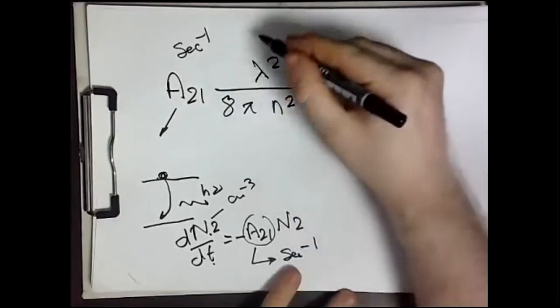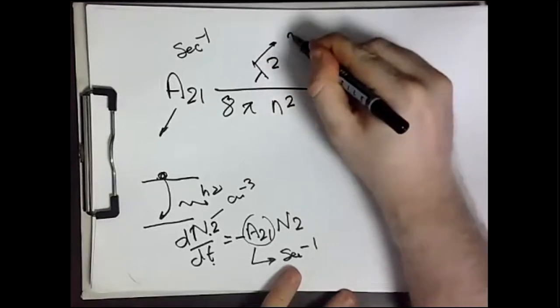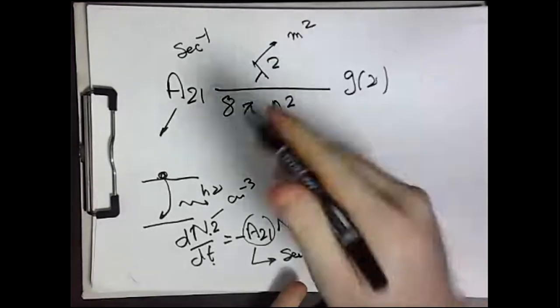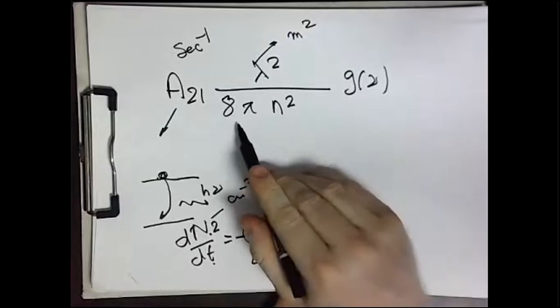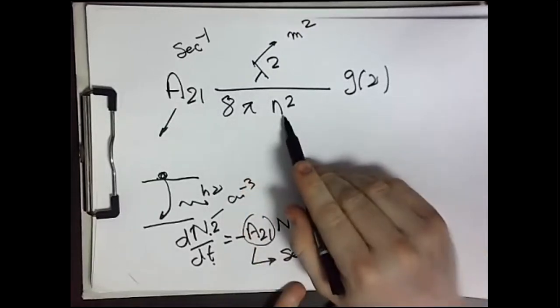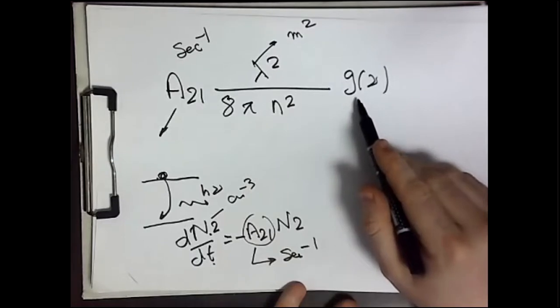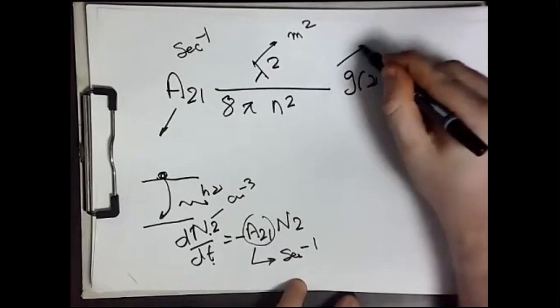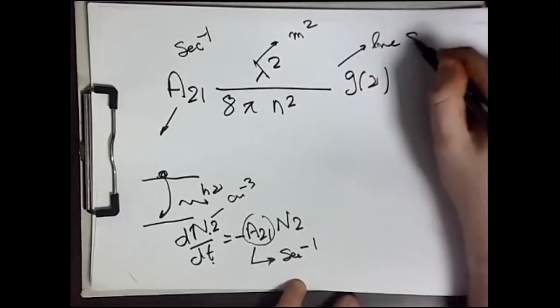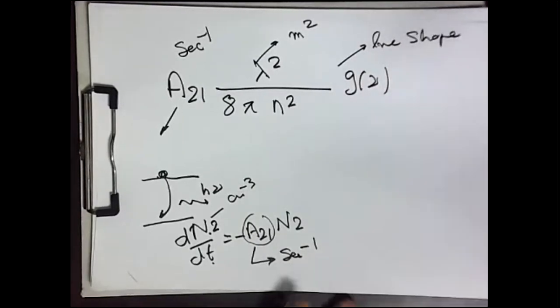Then lambda square, of course, will have a distance square unit, meter square or centimeter square or whatever. 8 pi are constants and the refractive index is dimensionless. G of mu. What is G of mu? Please remember, G of mu is the line shape function. So, does the line shape function have a unit?